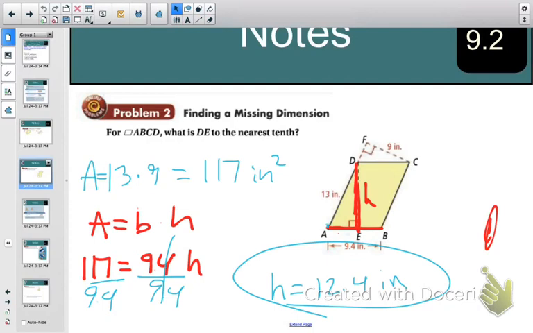Okay, so to find the missing side, you probably need to find the area first and then do some division. So I found the area using the other two sides, 13 and 9, and then divided that by 9.4 to get the other height.